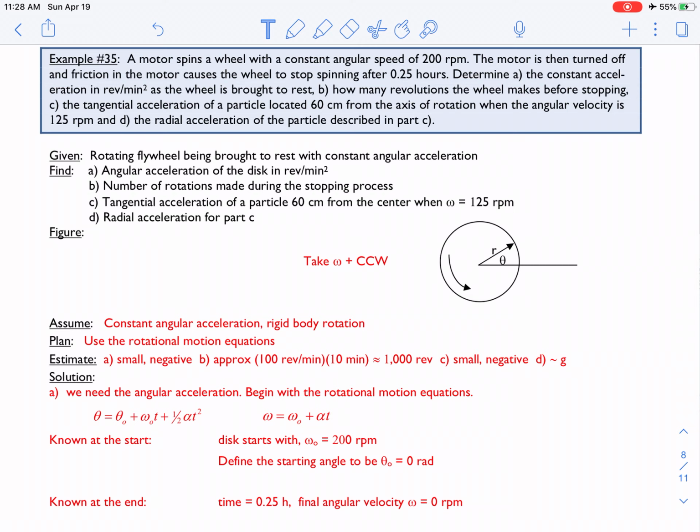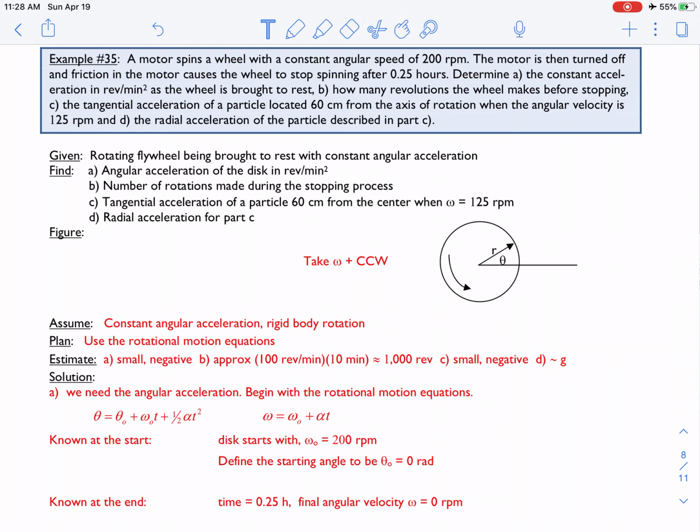And if we estimate the angular acceleration of the disk in revolutions per minute squared, it's going to be, first of all, negative, because it had the speed and is slowing down, and we are bringing it to rest. So it has to be negative, assuming omega is positive, and we already assumed that in the figure.